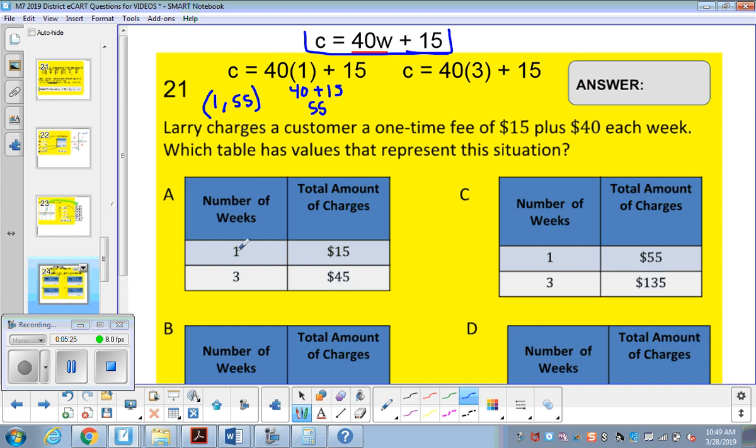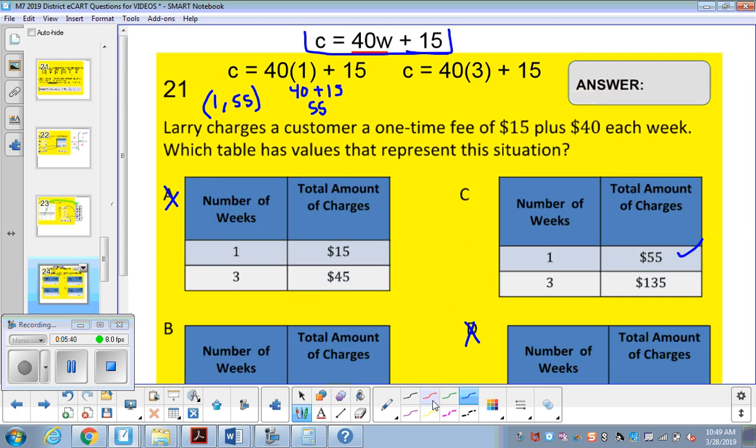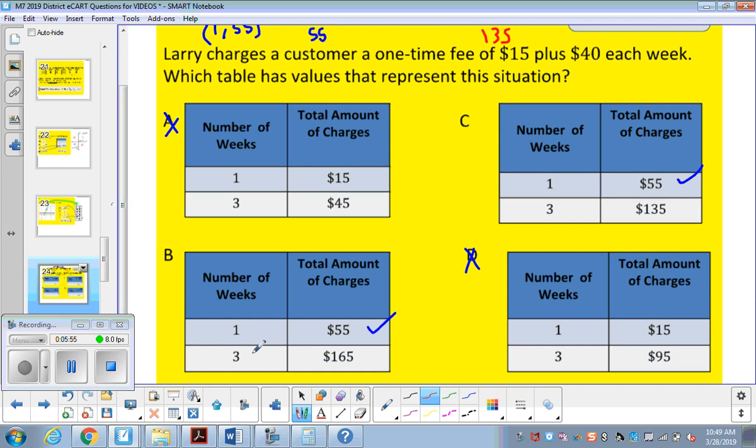So let's see what we've got. Input of 1, output of 15. Bye-bye. Input of 1, output of 55. So far, so good, it's in the running. Input of 1, output of 15. See you later. All right, now let's input 3. So $40 for 3 weeks is going to be $120 plus the 15 one-time fee. So 3 weeks is going to be $135. So we had it narrowed down to B and C, and we're now looking for 3, $135. So this one is going to be answer choice C.